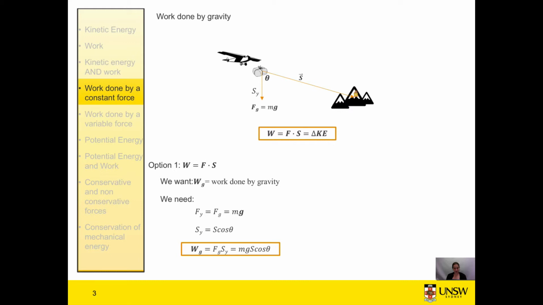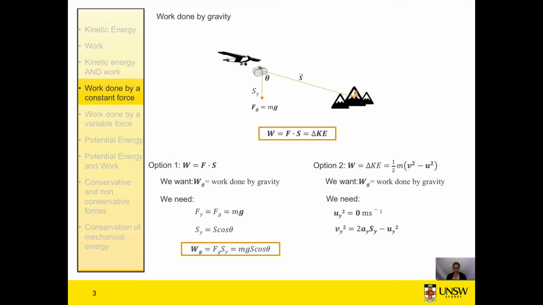Our second option for solving this problem is to use the second equation, which is that work is equal to the change in kinetic energy. So work is equal to half m v squared minus u squared. Again, we want the work done by gravity, which means we need our components in the vertical direction. From this formula, we need our initial velocity squared, and we know our parcel was released from rest, so that's 0 meters per second. And we need our final velocity squared.